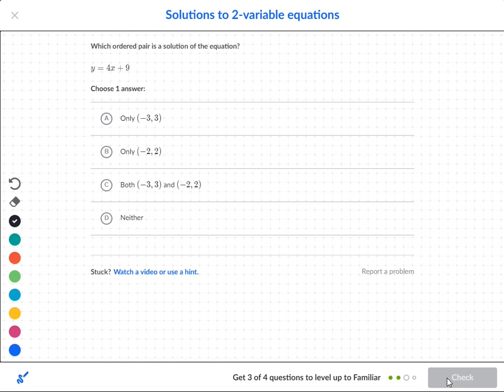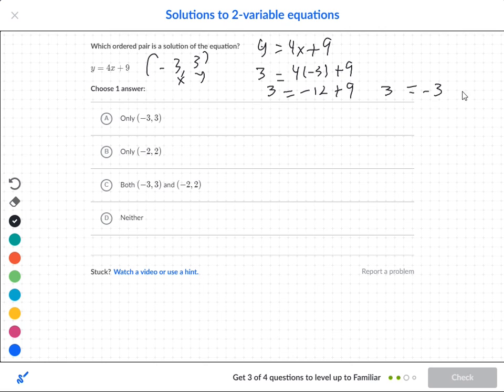Okay, next one, I've got y is equal to 4x plus 9, and I've got negative 3, 3. So there's my x and there's my y. So my y is 3. Then I'm going to say 4 times a negative 3 plus 9. So 3 is equal to a negative 12 plus 9. But this time I get a positive 3 is equal to a negative 3. They're not the same number. So that one failed.